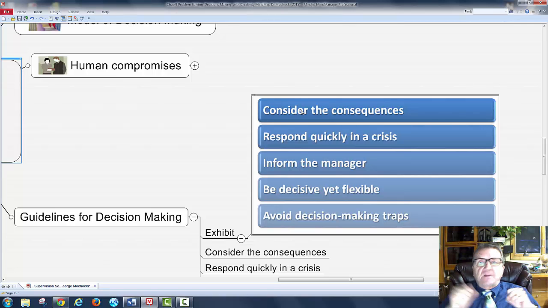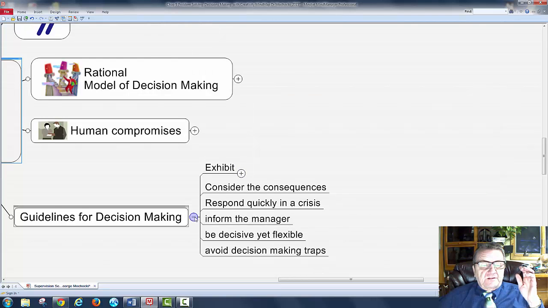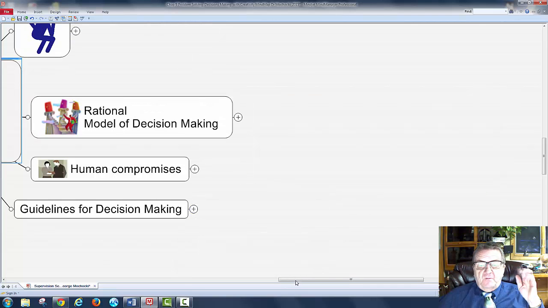What you're going to find out a lot of times, an individual will make a decision faster, may not be the best, or sometimes it may be even better than a person with a group, because you have to do a lot more compromising. Inform the manager. Be decisive, but yet flexible. And that's where the creativity comes in. Avoid decision-making traps, and we'll talk about that later on. So that takes care of that. And we're moving along pretty good.